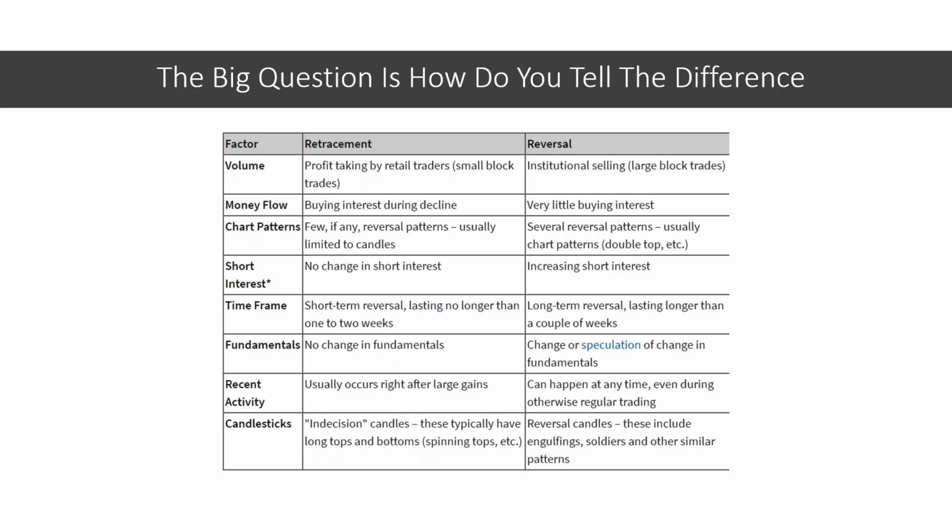So money flow is important. Look for buying interest during the decline, or very little buying interest. Chart patterns very rarely will really tell you this. Candlesticks might help you see reversal signals, but usually not. Now, everybody has their own unique way of doing this.